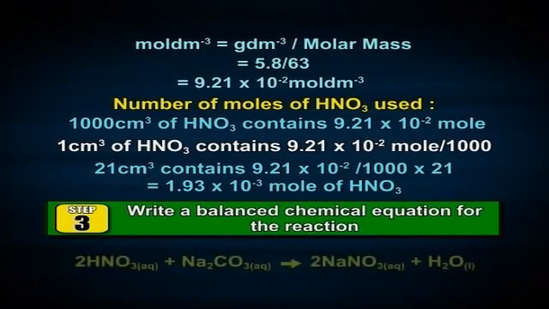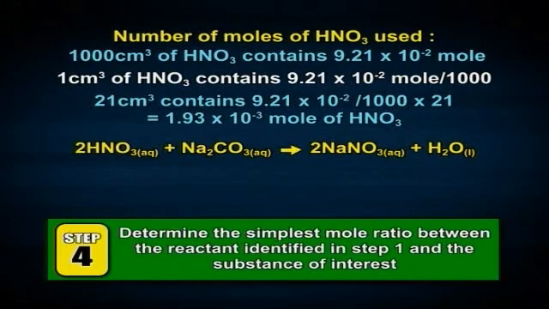For the reaction, 2HNO3(aq) + Na2CO3(aq) will give 2NaNO3(aq) + H2O(l) (plus CO2). Step 4: Determine which reactant or reactants or product or products the question is concerned with, and from the balanced equation, determine the simplest mole ratio between the reactant identified in step 1 and the substance of interest. Mole ratio: 2HNO3 to Na2CO3 is 2:1.